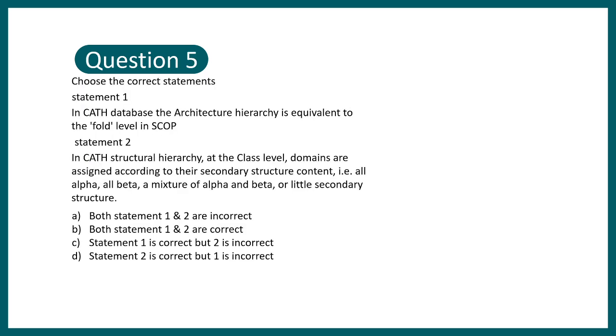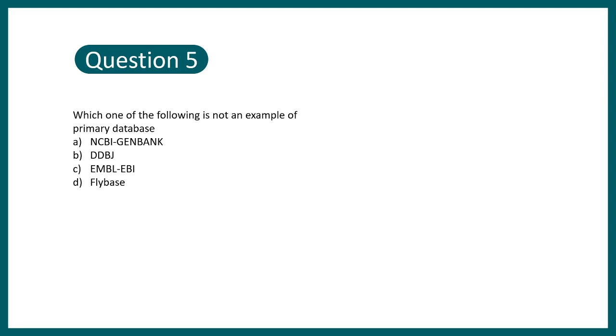Question number 5, choose the correct statement. Statement 1 says, in CATH database, the architecture and hierarchy is equivalent to the fold level in SCOP. In CATH, structural hierarchy at the class level, domains are assigned according to their secondary structural content, that is alpha or beta or a mixture of alpha beta. And it focuses more on secondary structures. So you have to understand whether these statements are correct or incorrect. Actually, both these statements are correct. So CATH and SCOP databases are really important for GATB. Take a note on that.